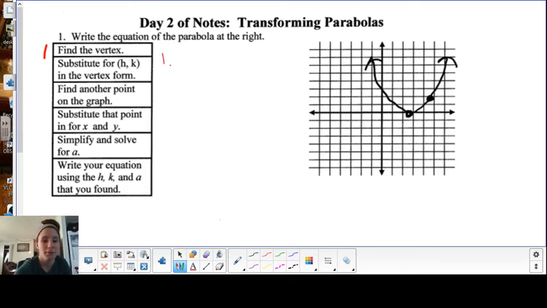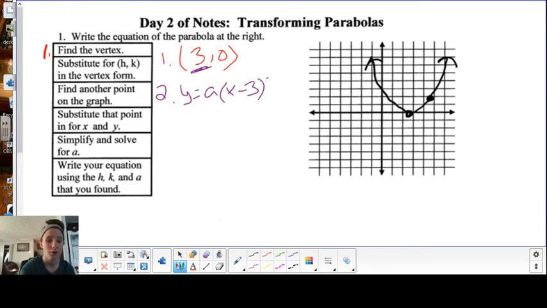Step number 1 is find the vertex. So my vertex is at 3, 0. Step number 2 is that we're going to substitute that vertex into the vertex form that we talked about yesterday. So that equation was y is equal to a times x minus h, and so the minus h is going to be the minus 3 squared plus k, and then the k is going to be 0 because that's where my y value is. So that's number 2.